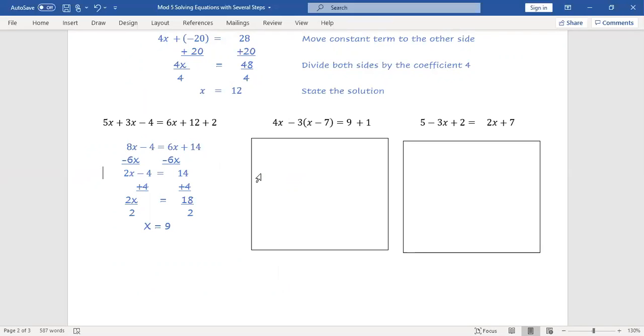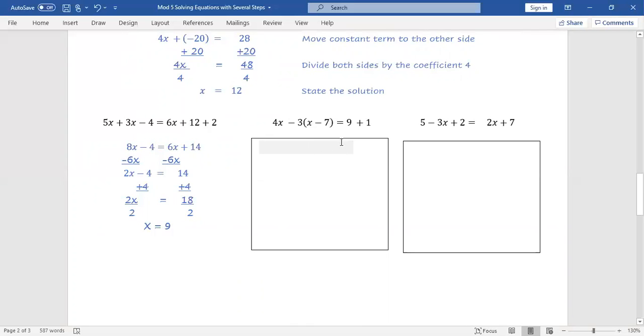So in order to move that -4, I have to add the opposite, which is a +4. So 14 plus 4 is going to give me 18. So now I have 2x equals 18. In order to get rid of my coefficient, the number in front of the variable, I have to divide it. But if I do it to one side of the equation, I have to do it to the other side as well. On the left, 2 divided by 2 is 1, so all I have is a 1x. On the right, I have 18 divided by 2, which gives me 9.